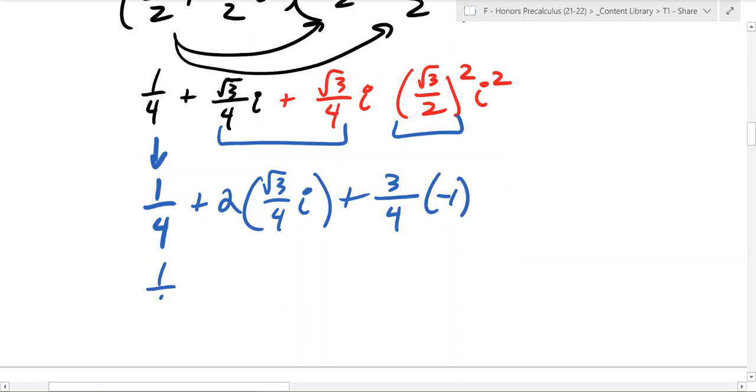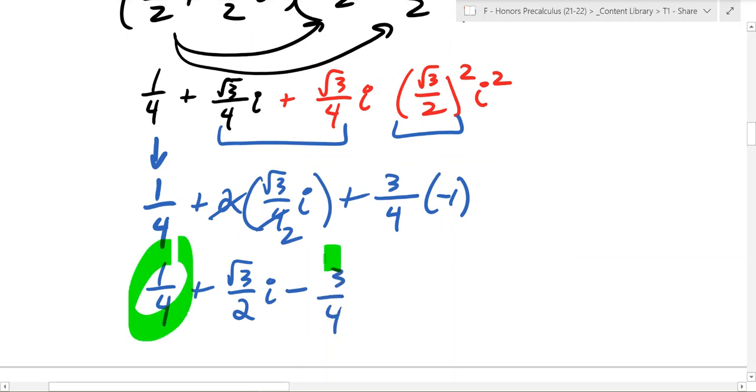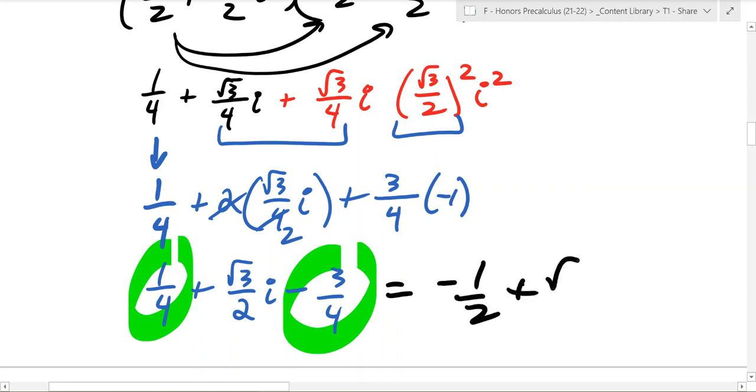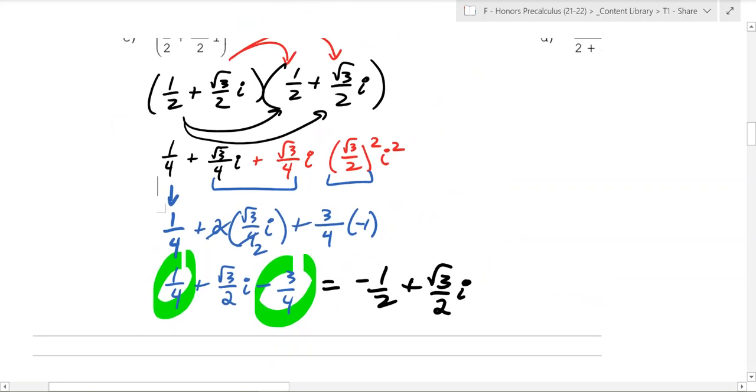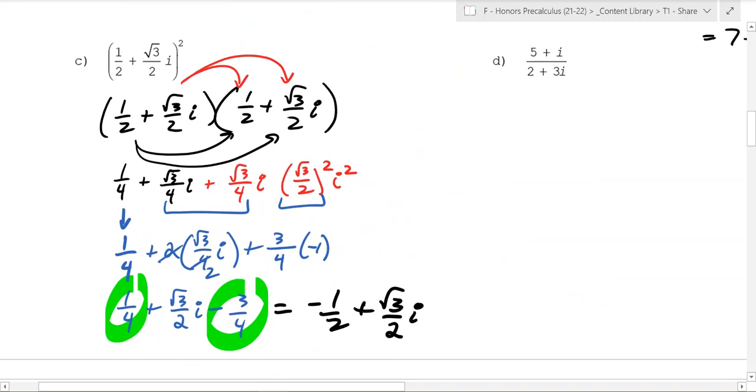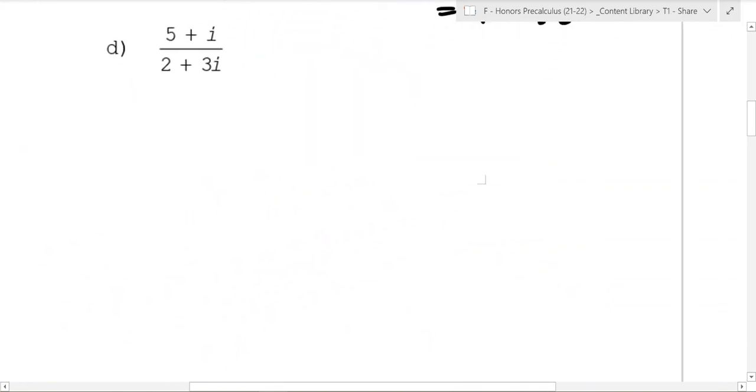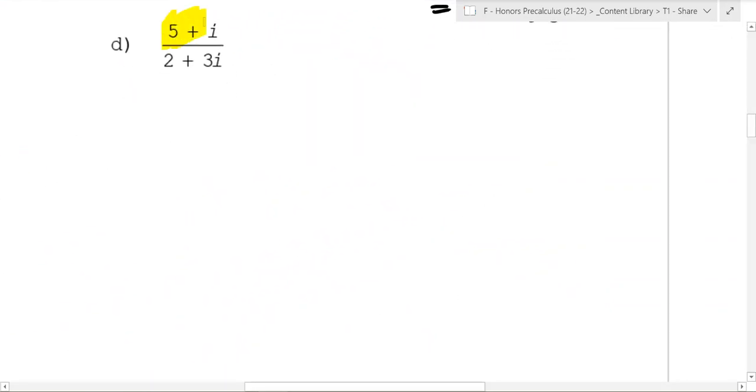So what do you end up with? 1/4. The 2 cancels there. 2 plus root 3 over 2i minus 3/4. You do have like terms now, so you end up with negative 1/2 plus root 3 over 2i. This seems kind of random, but these numbers, if you've taken trig, you might know that they come up in trig.